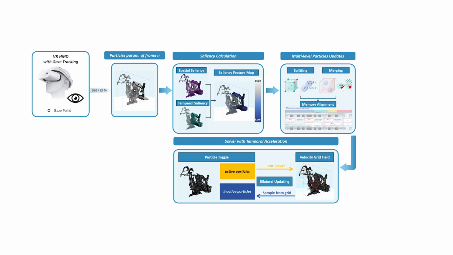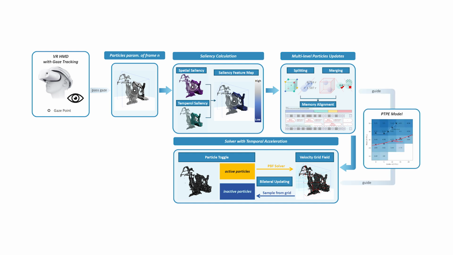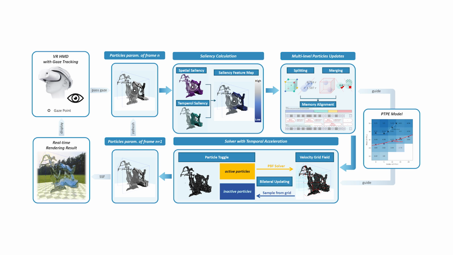To minimize temporal jitter in the physical simulation process and ensure smoother and more stable visual outputs, we introduce a temporal acceleration strategy. This involves skipping detailed computations for less significant particles and instead sampling from the spatiotemporal neighborhood's velocity field. We propose a PTPE model, which is used to guide the timing for updating particles and activating the acceleration strategy. Finally, the computed particles are rendered using the screen space fluids algorithm, displayed on a near-eye device, and continuously looped to simulate dynamic fluid behavior.